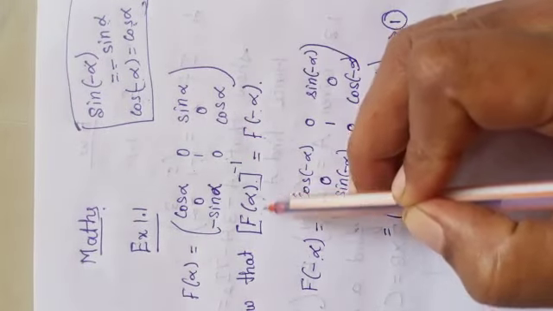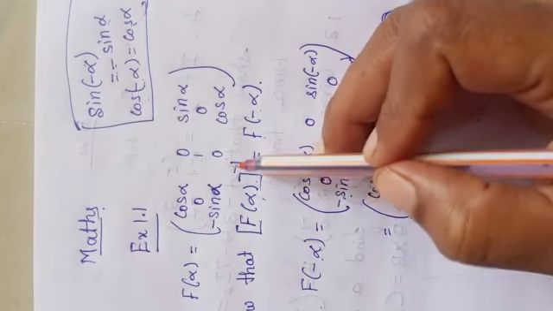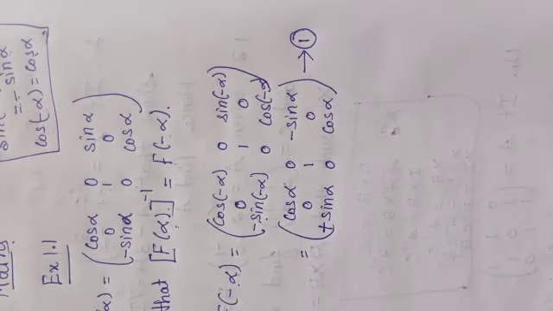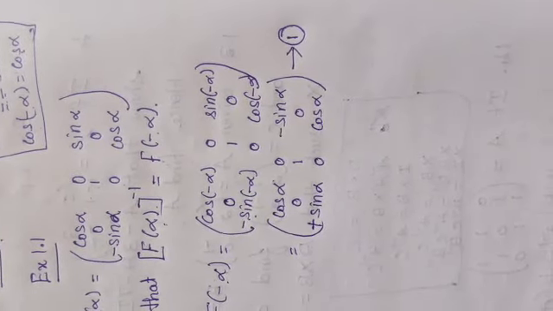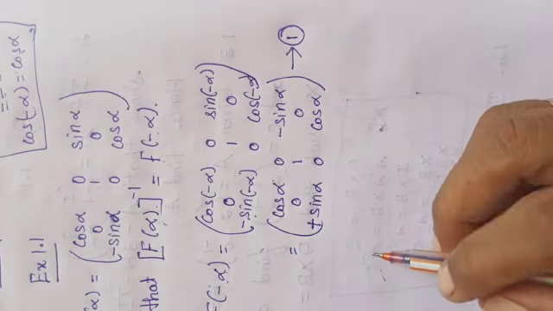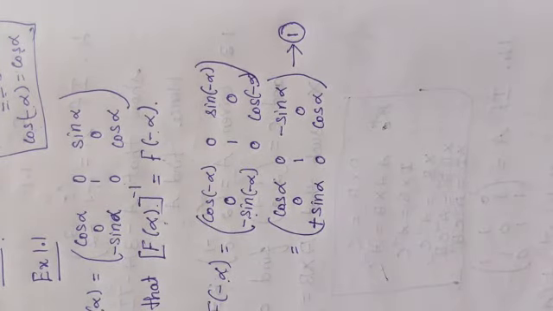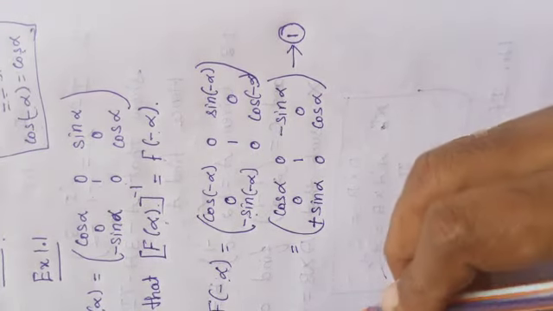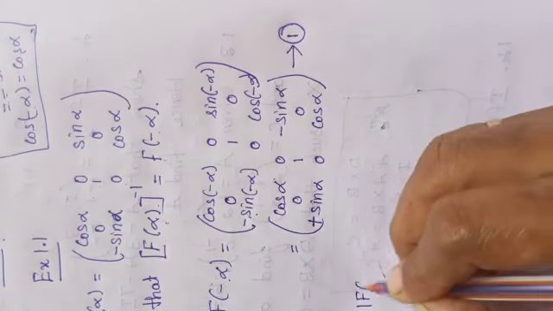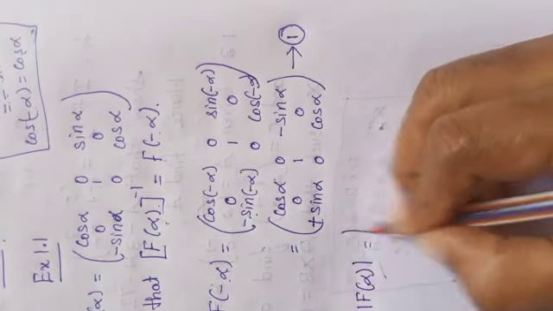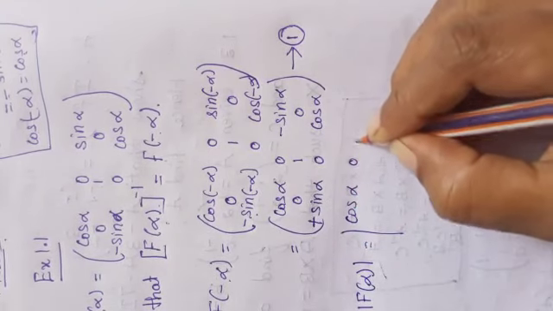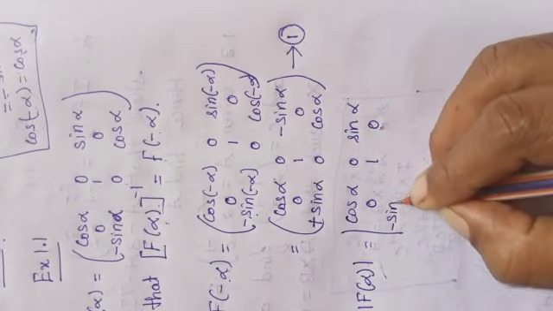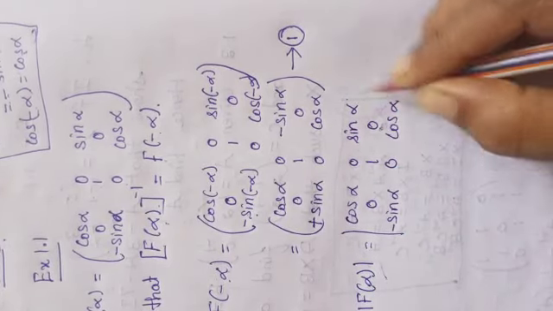Now we are supposed to find out f of alpha the whole inverse. Since we need to find the inverse, first we need to check whether it is a singular matrix or not, isn't it? If it is non-singular, we will be able to find its inverse. So first we can find the determinant of f of alpha. It is the determinant of cos alpha, 0, sin alpha; 0, 1, 0; minus sin alpha, 0, cos alpha.